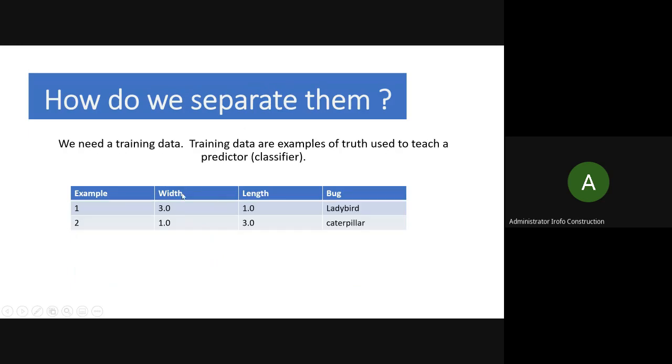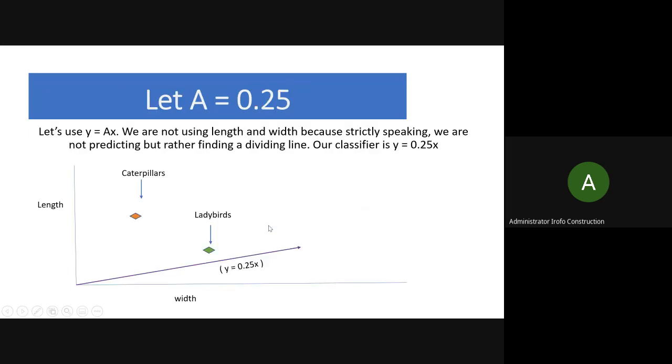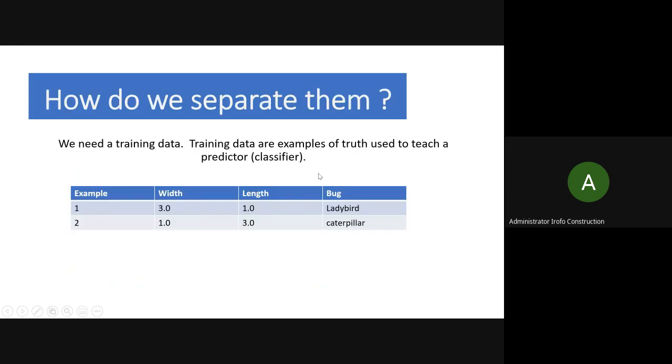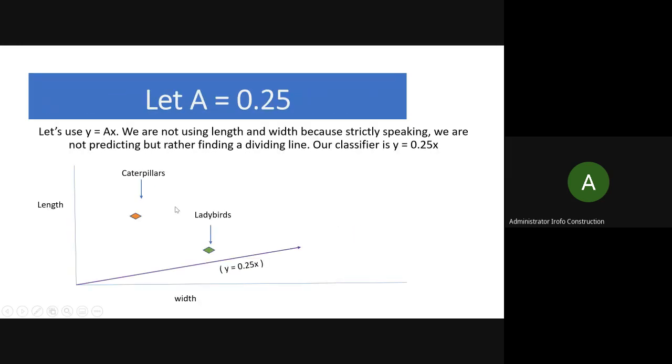And the other one is 1. The weight is 1 and the length is 3. So 1 is somewhere here and our length is 3 here. So that's why we have this caterpillar here. So we plotted our truth data on the graph. See, that's why I'm seeing ladybirds and caterpillars here. And when A equals 0.25, we had a line like this. We don't like it. So let's try and improve it again.